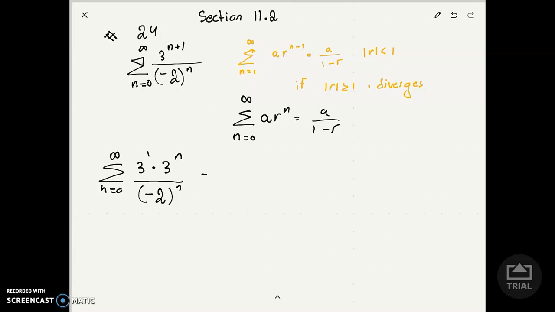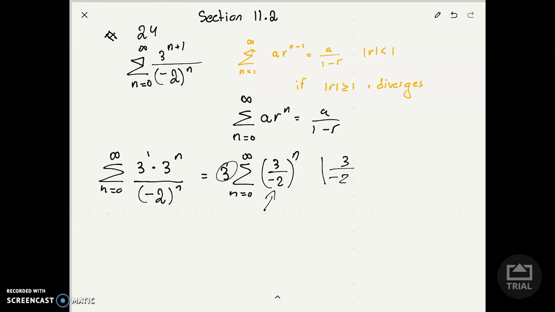Alright, from there, we can clearly see that you can pull out the 3, and then write 3 over -2 to the n. When the numerator and denominator are raised to the same thing, we can just collectively group them as so. And then we see that our a term, I just pulled it out of the summation, but it's just a constant. That would be our a. And then our ratio is 3 over -2.